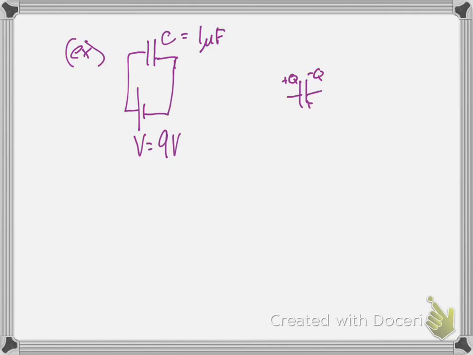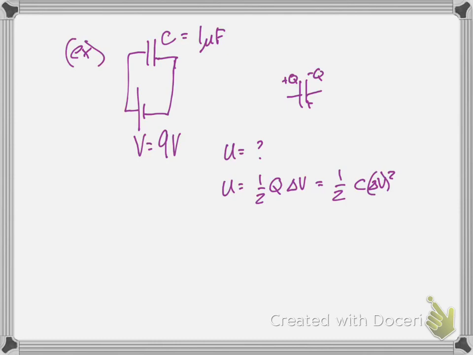So let's say how much energy is stored in this capacitor. Well, the energy is 1/2 Q delta V. We can write down any one of the forms of the equation. I don't know what Q is. We can figure that out, but it's also equal to 1/2 C delta V squared.